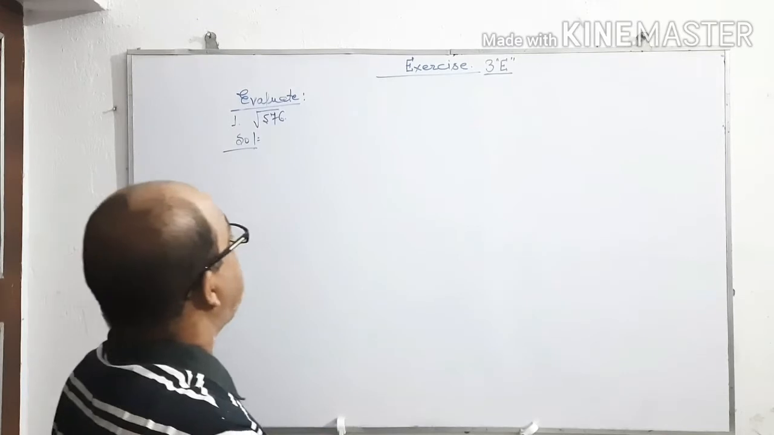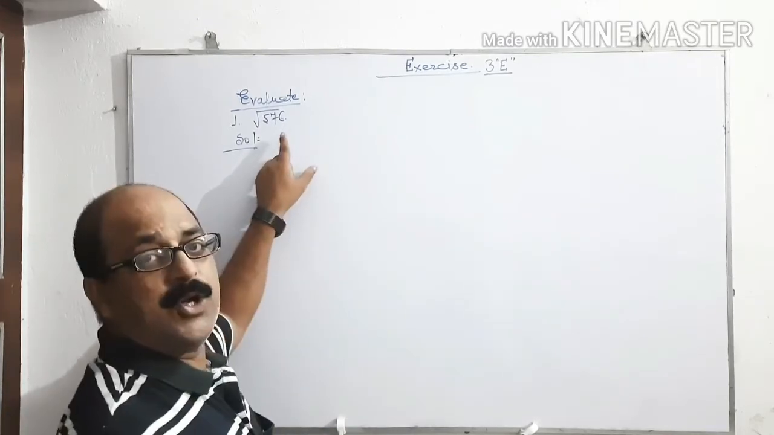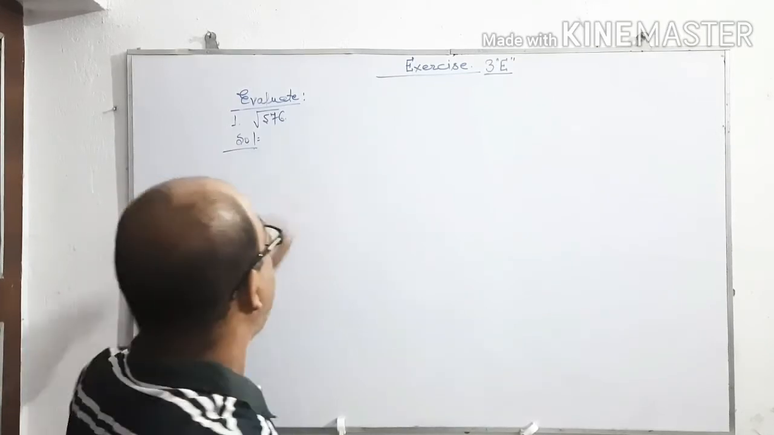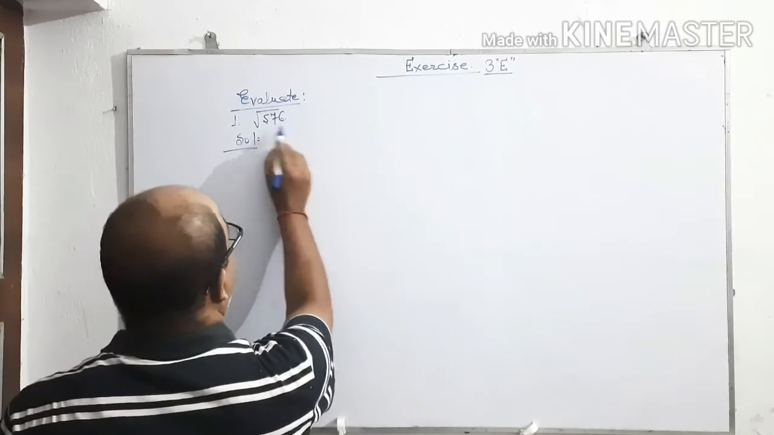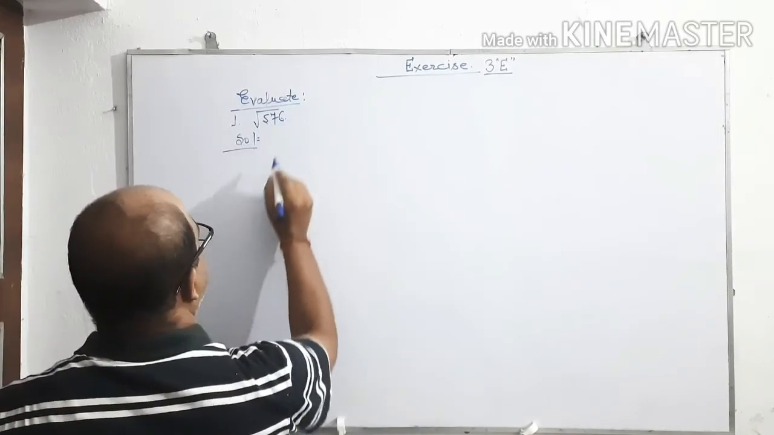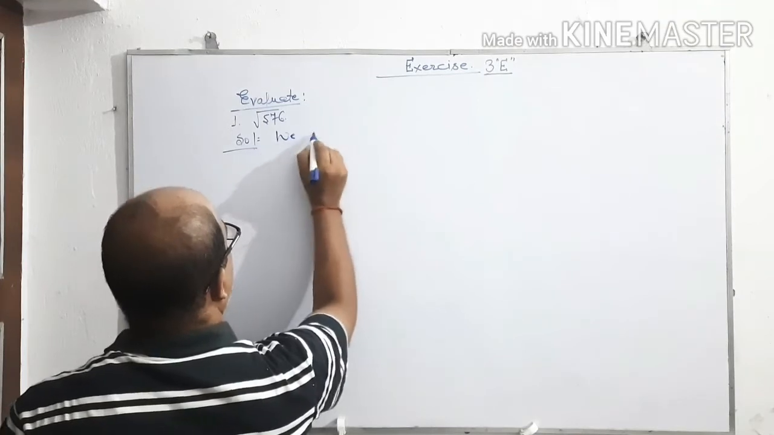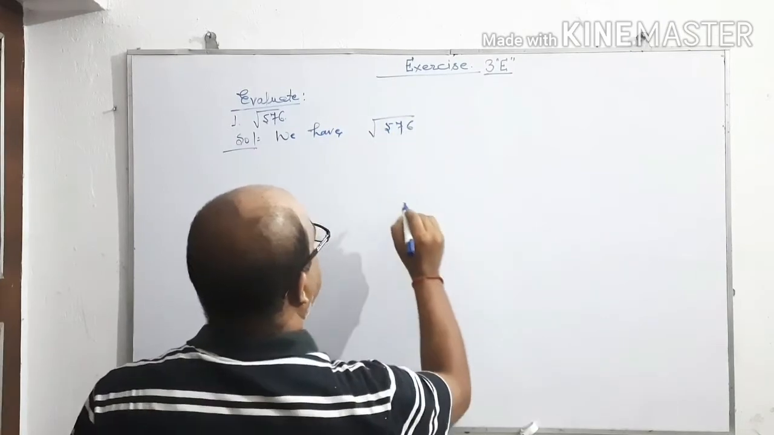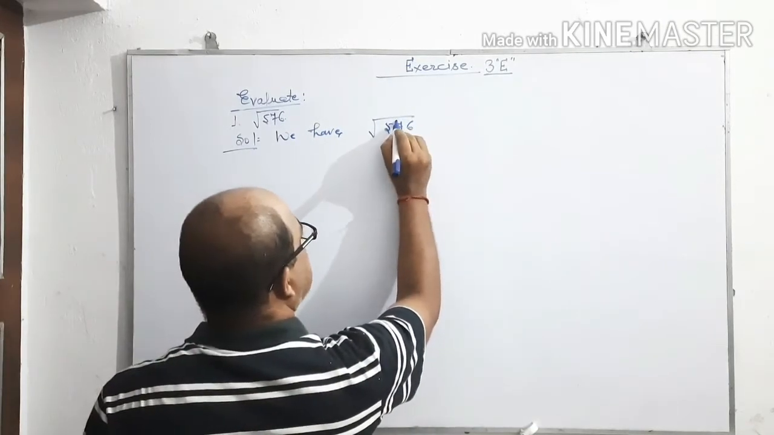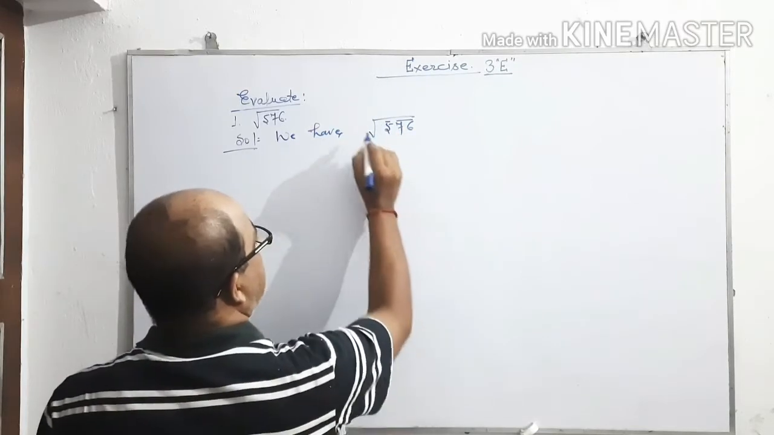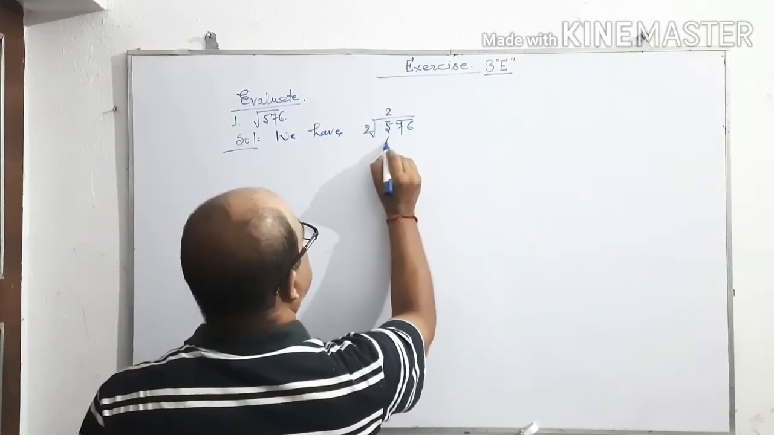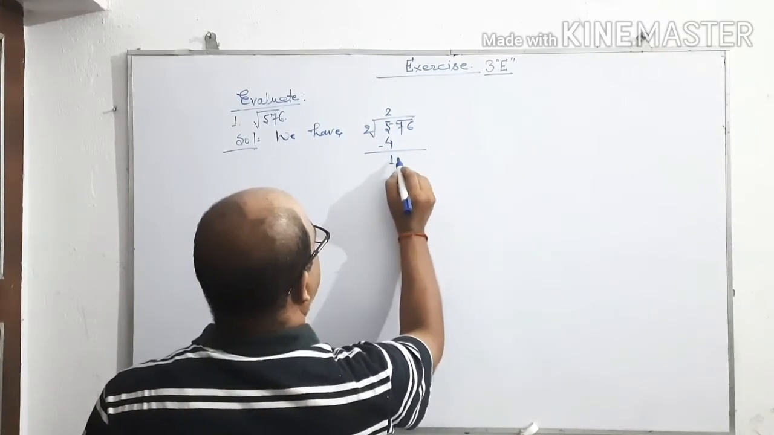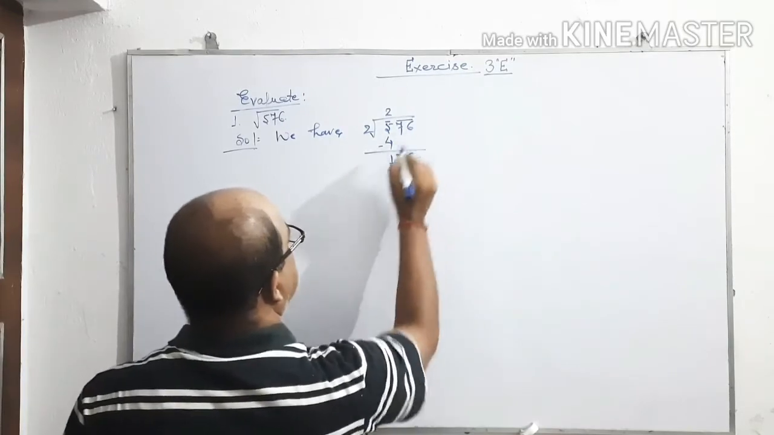In this exercise we have to evaluate square roots by the method of long division. By the long division method we have to find the square root of 576. We have root under 576. Make pairs from the unit place. 5 is alone, so 2 twos are 4. Subtract 4 from 5, we get 1, and note down the pair 76.